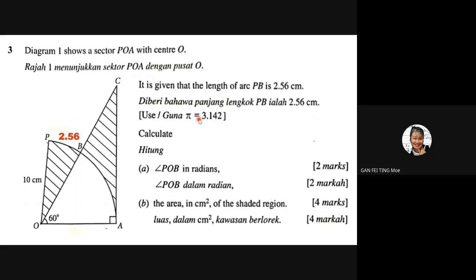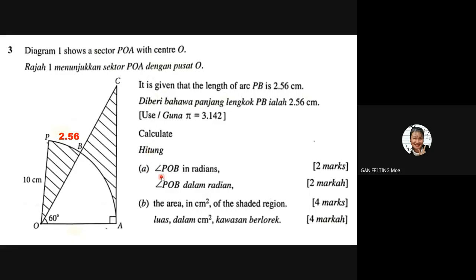Highlight ini, gunakan pi 3.142. Kerana kalau exam you tak gunakan pi yang diberi as 3.142, kamu akan hilang markah. Okay, di bahagian jawapan akhir. Okay, so ini maklumat dia saya dah masukkan. I already key in the information into the diagram.